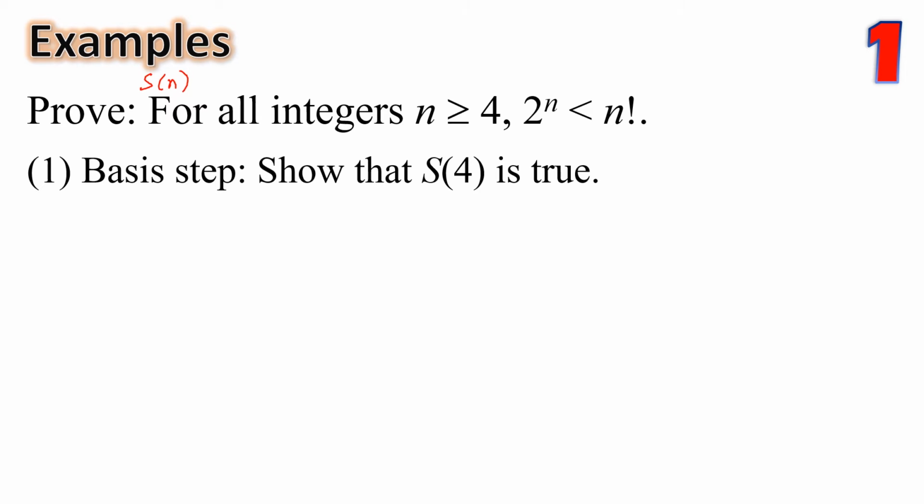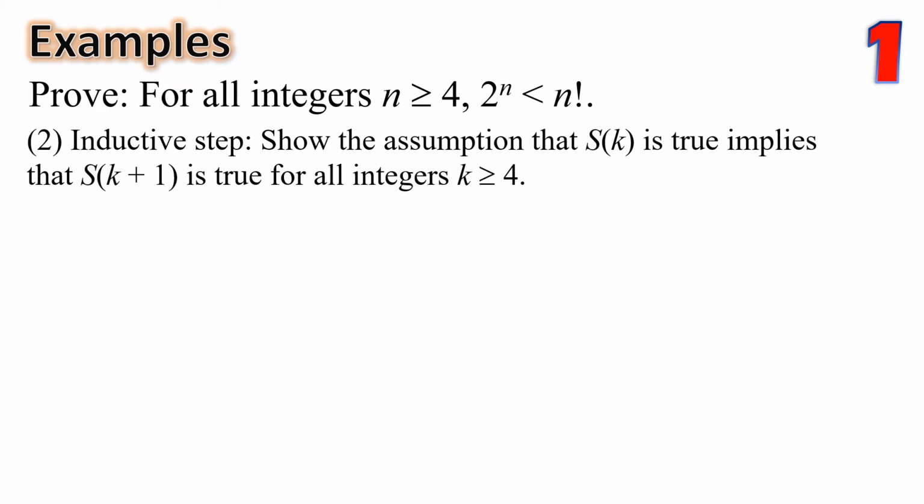For the basis step, therefore, we're going to show that S of 4 is true. So we have 2 raised to 4 is less than 4 factorial. 2 raised to 4 is 16, and 4 factorial is the product 4 times 3 times 2 times 1. 16 is less than 24. 4 times 3 is 12 times 2, that is 24. And this is a true statement. Therefore, the basis step for S of 4 is true.